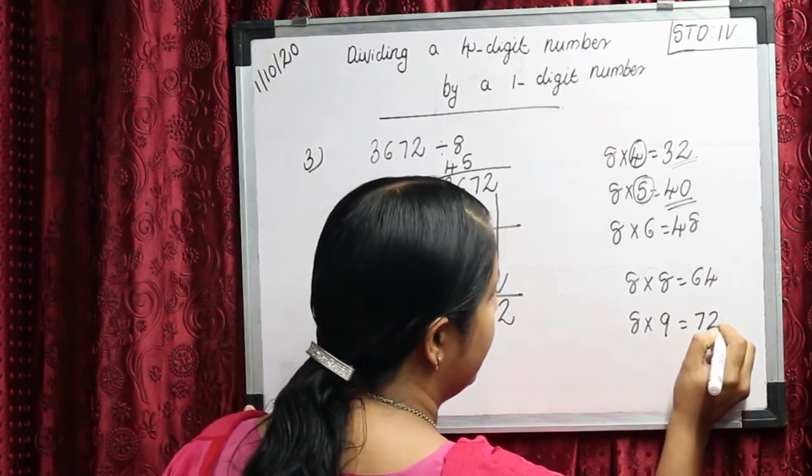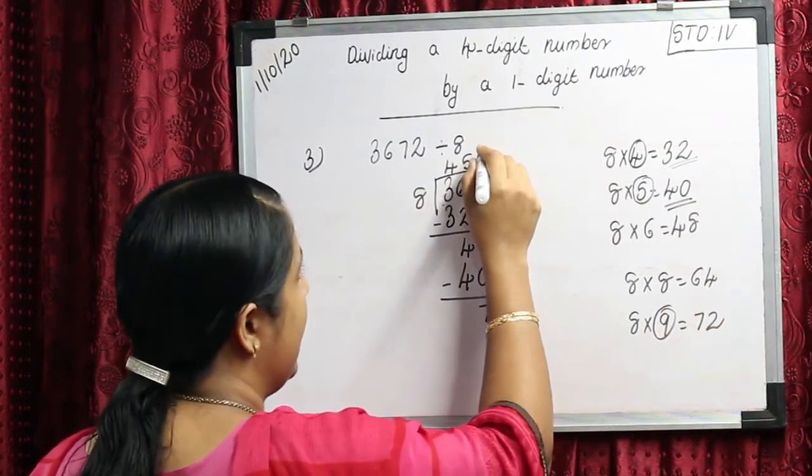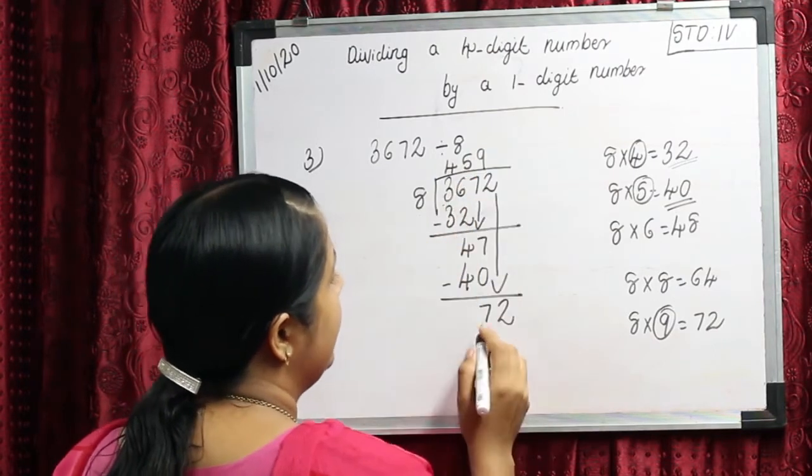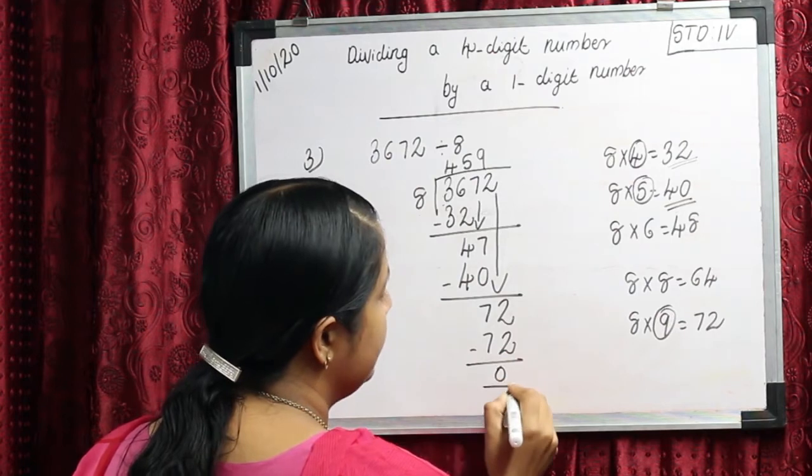So we get the answer 72. Then 72 is got 9 times. So we write 9 here. Then 9 8s are 72. So 72 minus 72 equals 0.